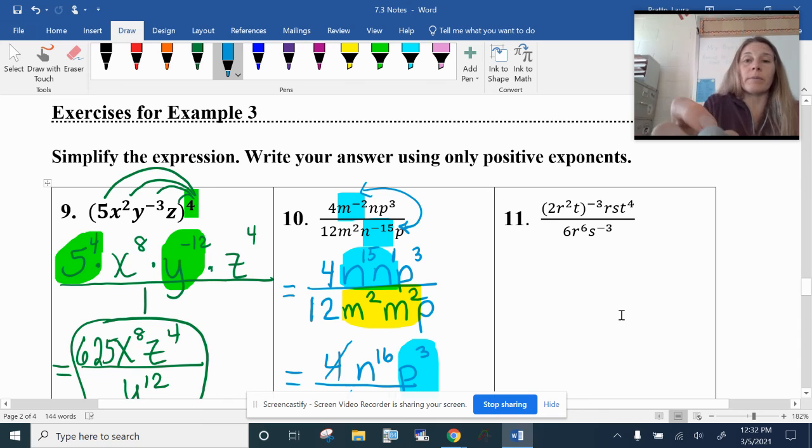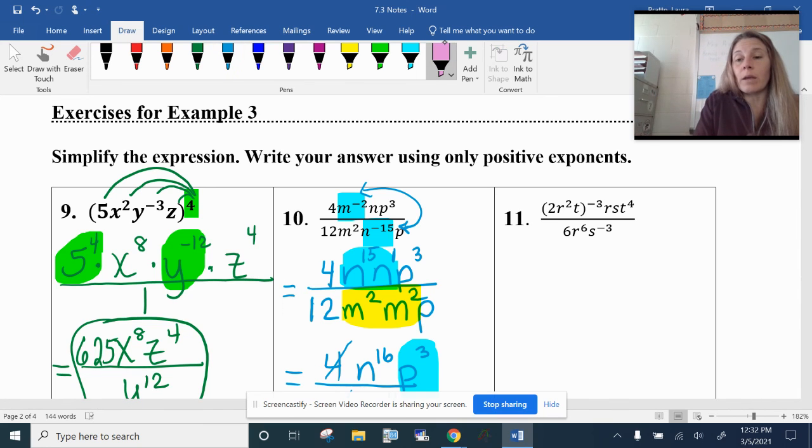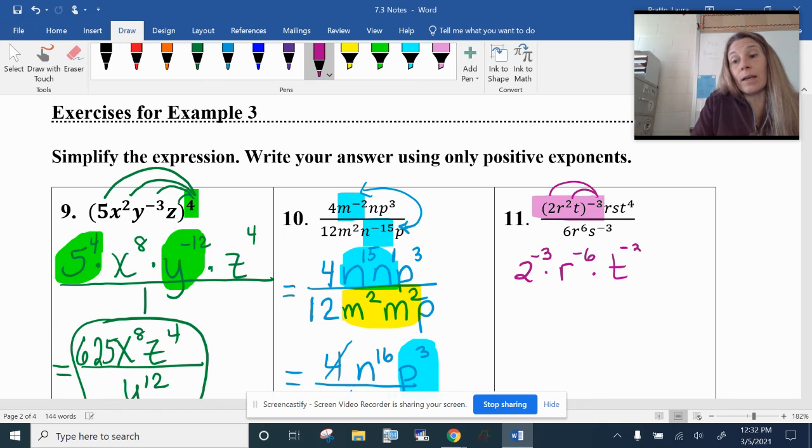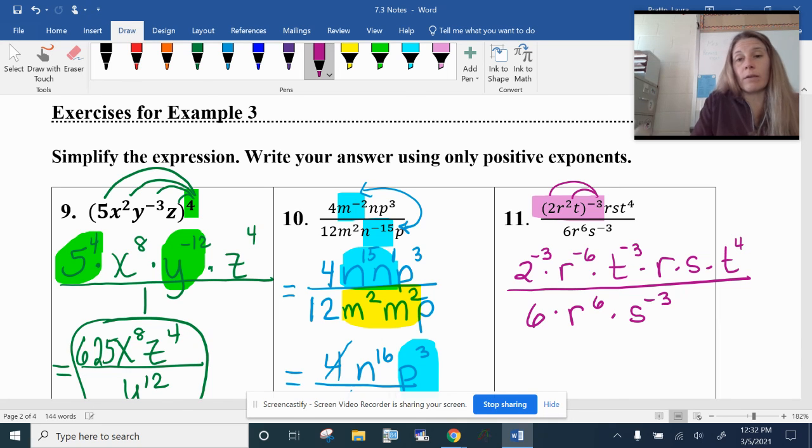Okay, and then the last one, I'm going to start out by getting rid of my parenthesis first. So this is going to become 2 to the negative 3, r to the 2 times negative 3, which is negative 6, and then t to the negative 3, and then I still have this r, s, and t to the 4th on the top. On the bottom, I have a 6, an r to the 6th, and an s to the negative 3.